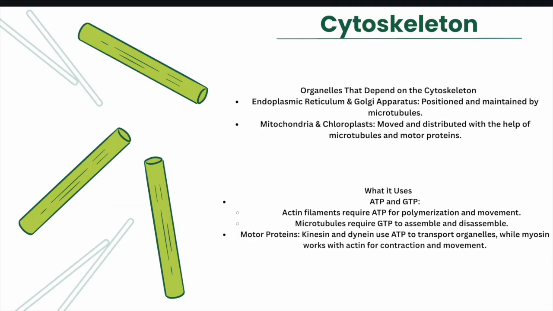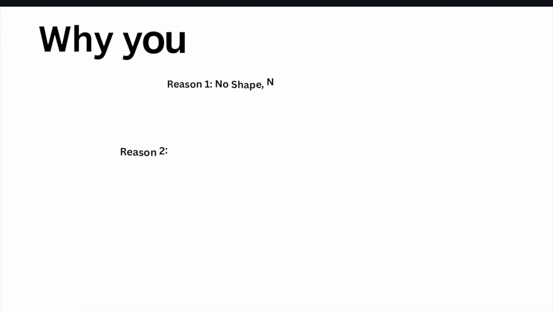Organelles that depend on the cytoskeleton: the endoplasmic reticulum and Golgi apparatus, positioned and maintained by microtubules. Mitochondria and chloroplasts, moved and distributed with the help of microtubules and motor proteins. What it uses: ATP and GTP. Actin filaments require ATP for polymerization and movement. Microtubules require GTP to assemble and disassemble. Motor proteins, kinesin and dynein, use ATP to transport organelles, while myosin works with actin for contraction and movement.